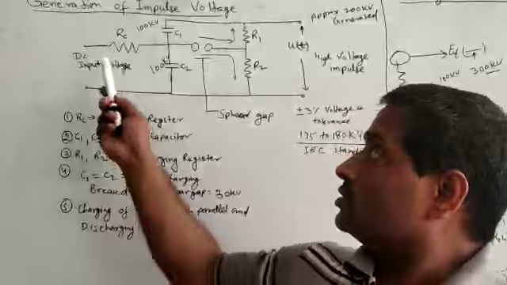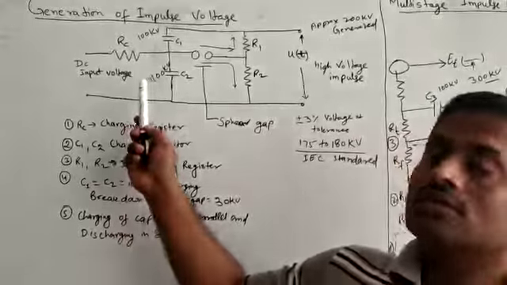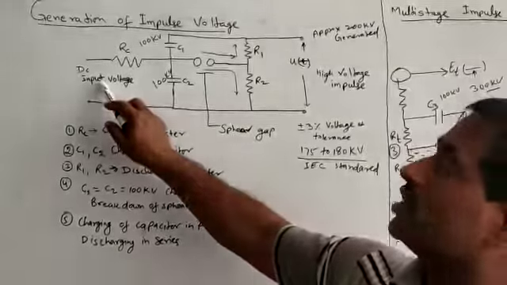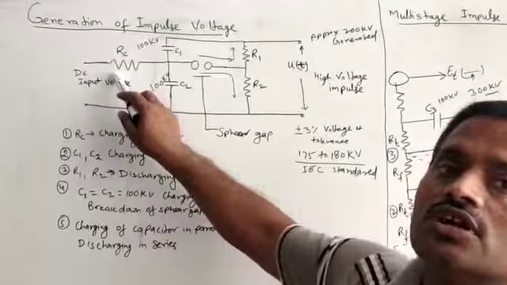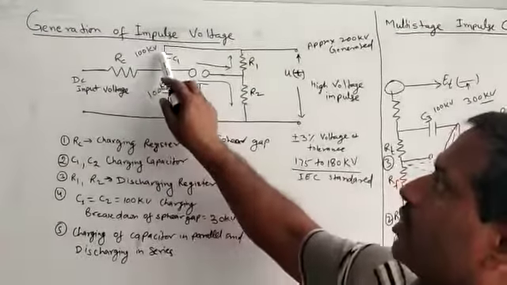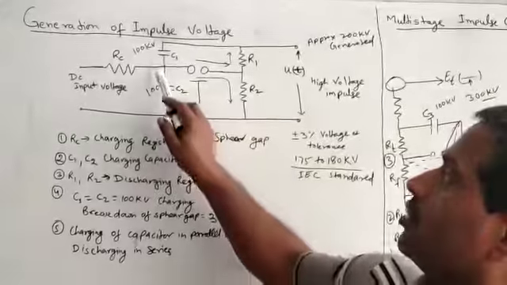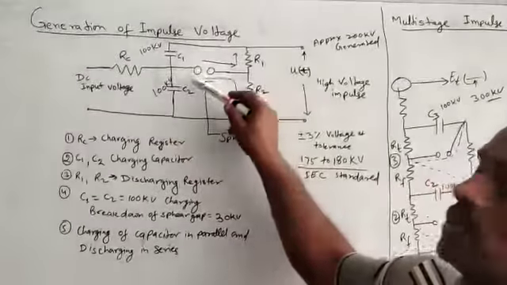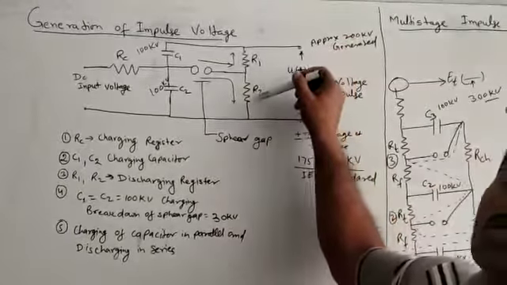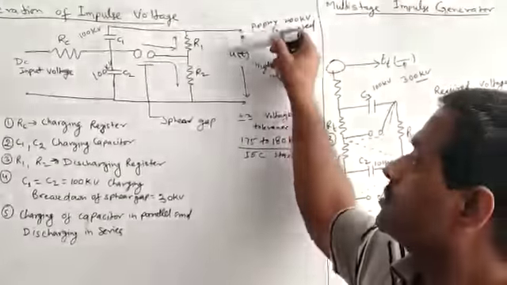Now, the circuit diagram of the generation of impulse voltage is like this. Here, the DC input is applied on the input side and RC is the charging resistance. Two capacitors, C1 and C2, are attached in parallel with the input, and this is the sphere gap of the circuit. R1 and R2 are the resistances added in the circuit, and UT is the output of the circuit.